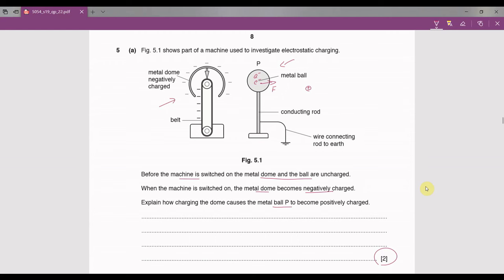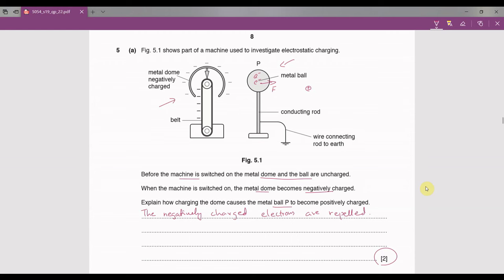So what you're going to do is you're going to say the negatively charged electrons are repelled. This is 1 mark. You don't have to mention the obvious things which are already written in the question, and you're just going to waste your time and your space. So the dome is negatively charged. You don't have to mention it again in your answer. It's already written there. It's already shown on the diagram. They already know it. Now what are the electrons going to do?